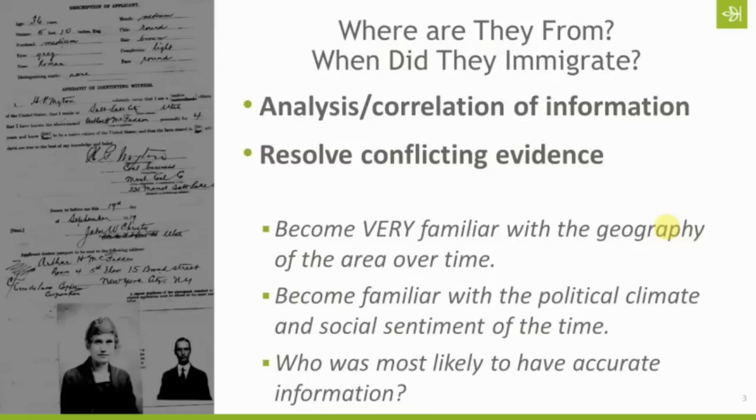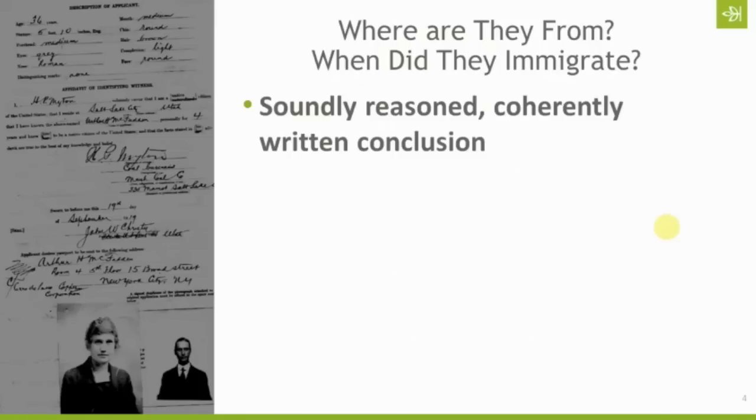how likely they were to have the accurate information, and based on the kind of record that you're looking at, what is the likelihood that this record is going to be accurate versus something else? So like a passport application or a naturalization application, those are more likely to be accurate as it relates to birthplace than a census record, or even than a death certificate or a birth certificate. So you have to weight that evidence appropriately as you're resolving some of those conflicts, and there will be conflicts in almost every case. Okay, the final step of the genealogical proof standard is a soundly reasoned, coherently written conclusion.